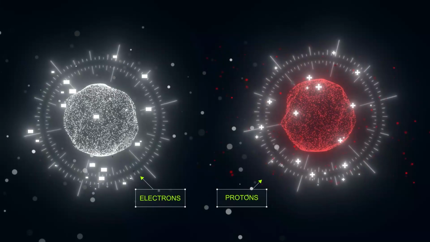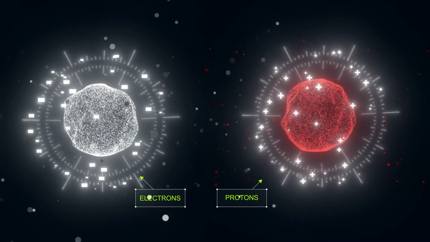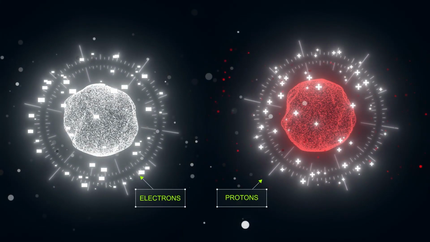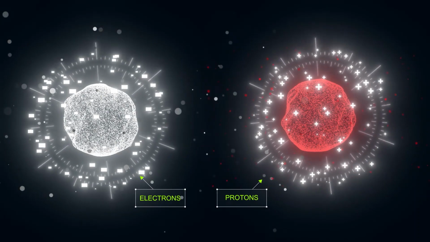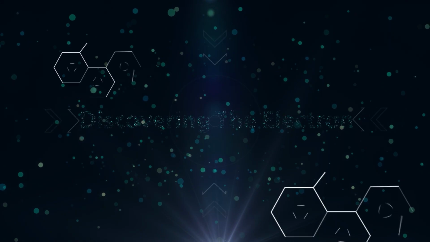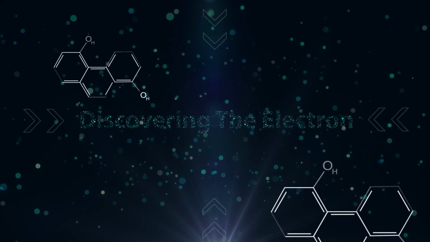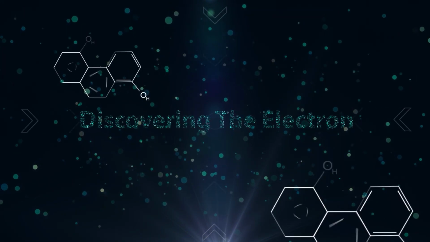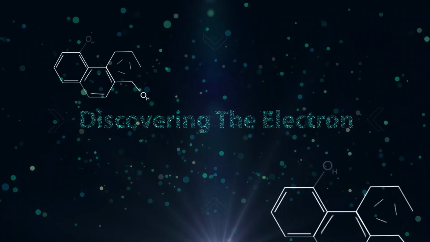The number of protons in the nucleus of an atom determines the atomic number. The number of neutrons determines the isotope of an element. Based on disproving the first rule, let's learn about the discovery of the atomic components. Firstly, let's deal with the discovery of electrons.